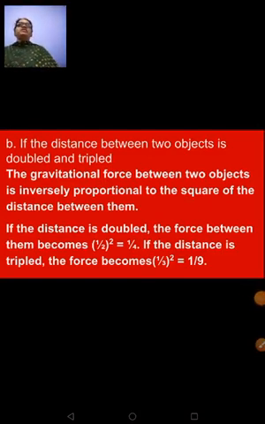Okay. Now, if the distance between the two objects is doubled and tripled, they are coming to the distance part. First they said when the mass of only one object is doubled. You have learnt in your law that force is directly proportional to the product of their mass. When making the mass of one object twice its original value, obviously the force is also going to get twice, that is doubled. Now they are asking if the distance between the two objects is doubled and tripled.